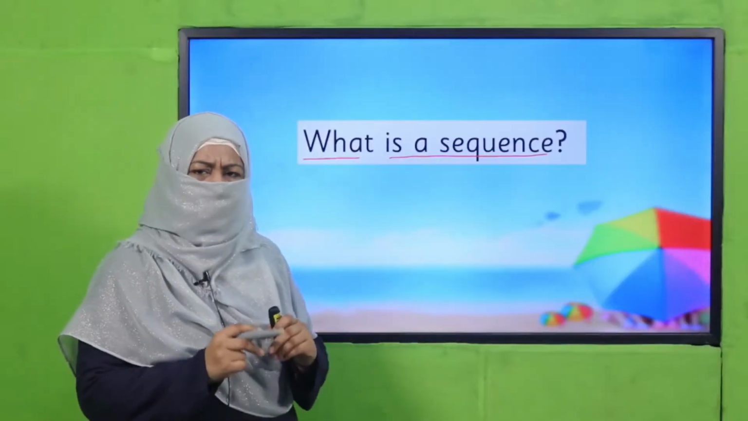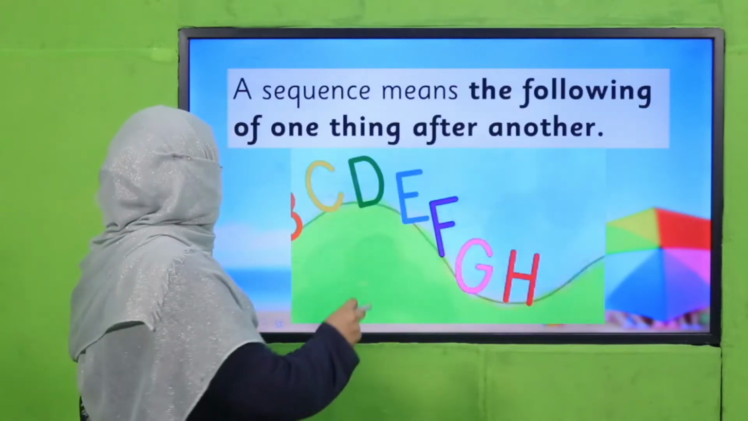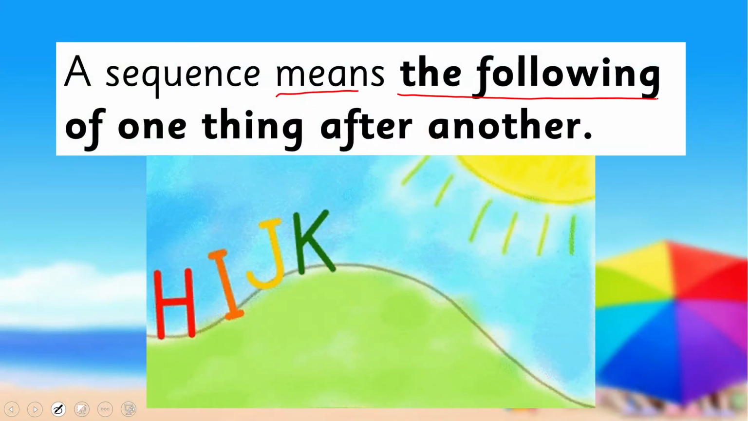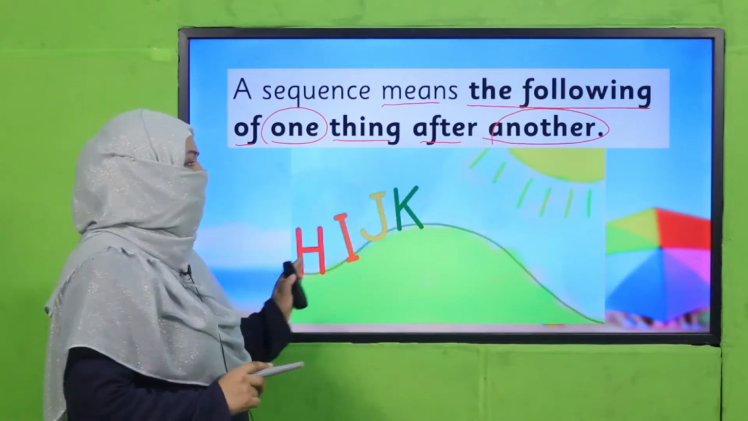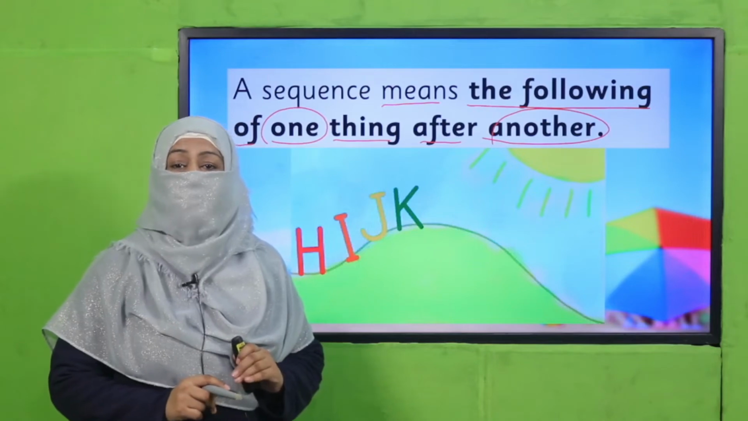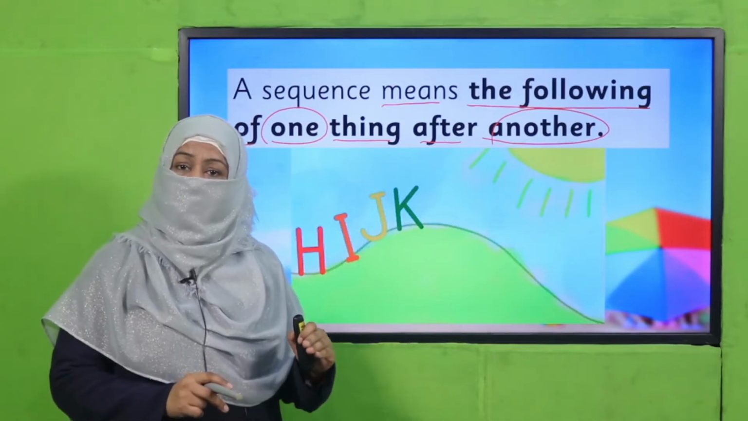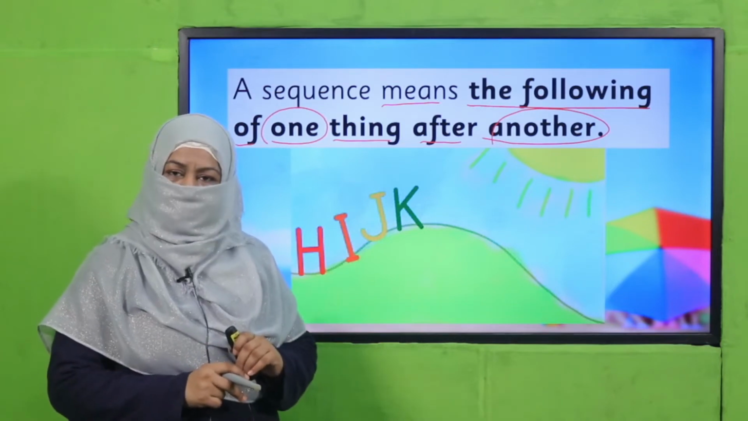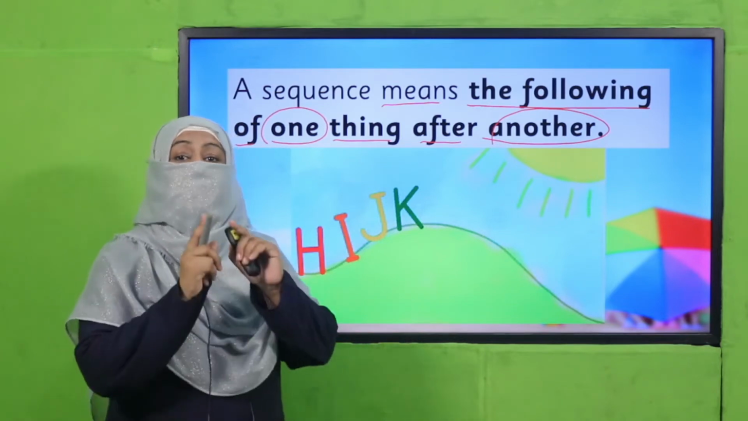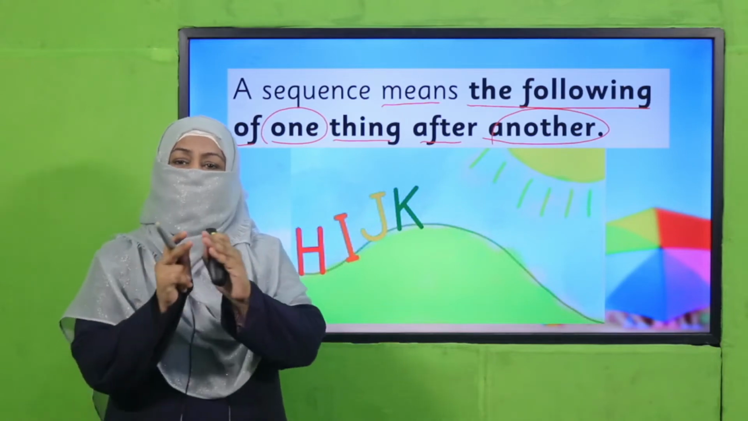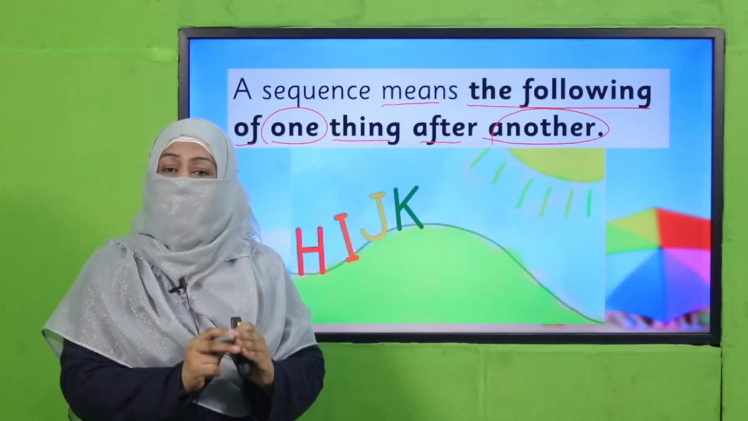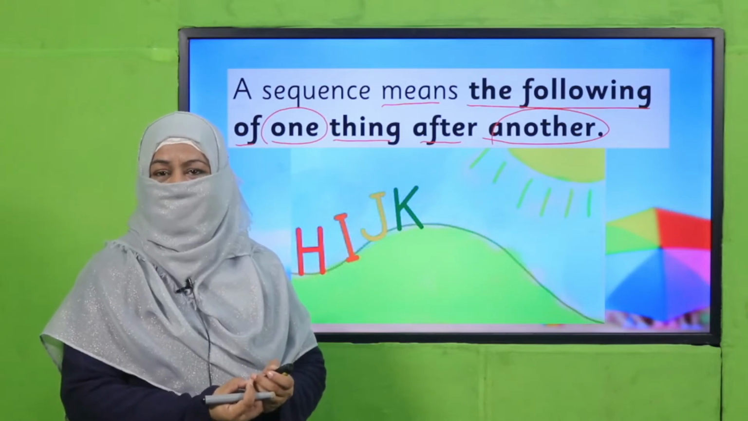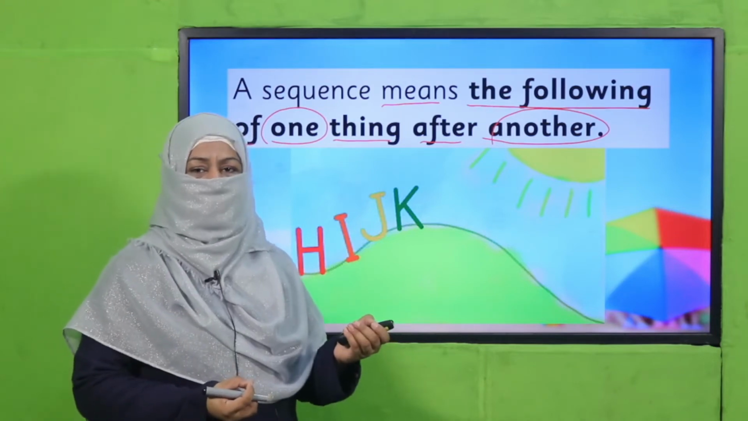Yes, my dear children, I hope you tried well. A sequence basically means the following of one thing after another, right? If I ask you to write English alphabets, from where will you start? From A, then what comes? B, C. And if you miss any of the letters, will it be correct? No. This is the definition of sequence, from one to the next, to the next. You cannot skip or miss any of the letters, right? This is how you will write the correct alphabets of English.